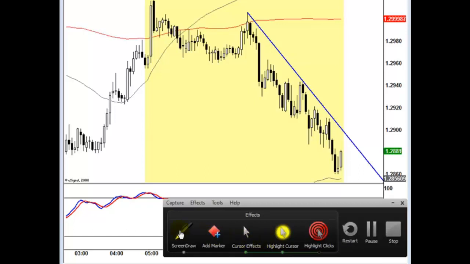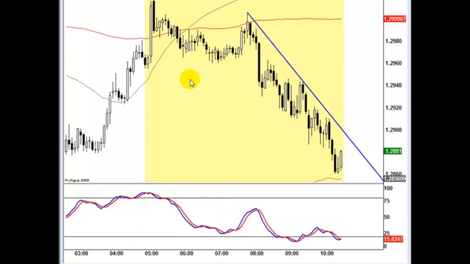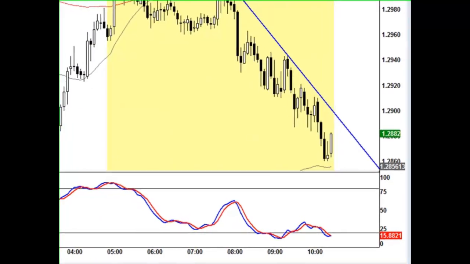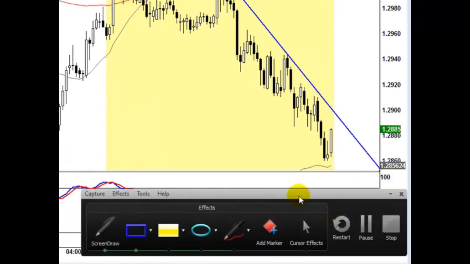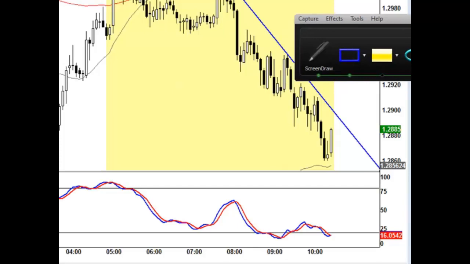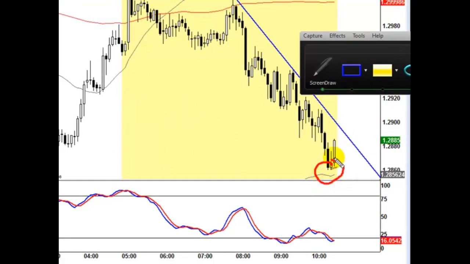So I'm just going to highlight this to you quickly, and I'm going to get this thing out of the way. I haven't quite mastered how to get rid of the picture on the screen, but you can see we've just about touched the lower Bollinger Band, not quite, but that's close enough.